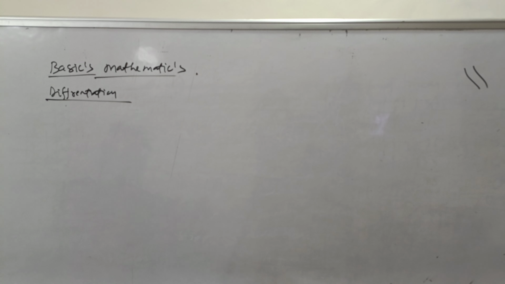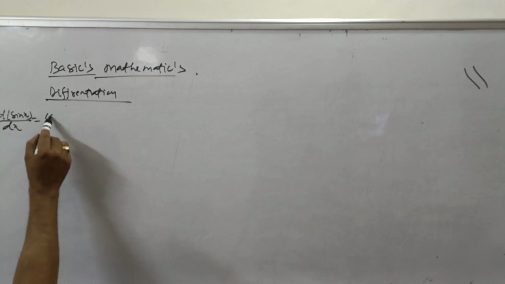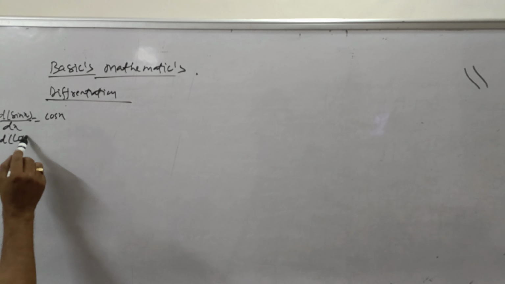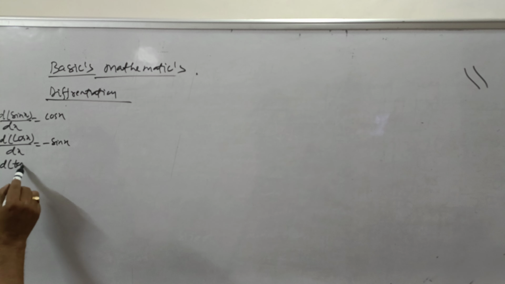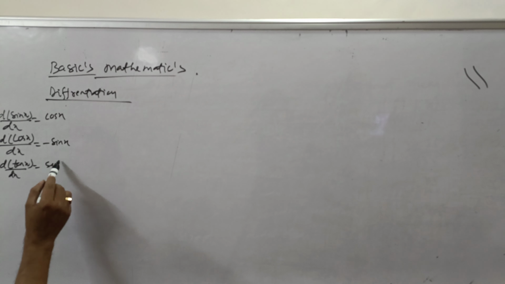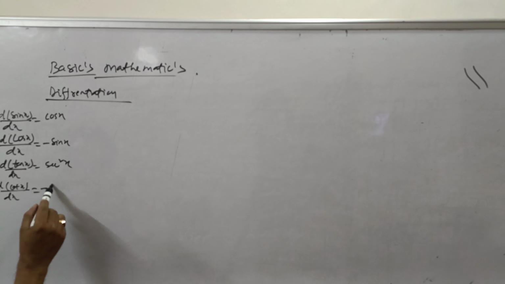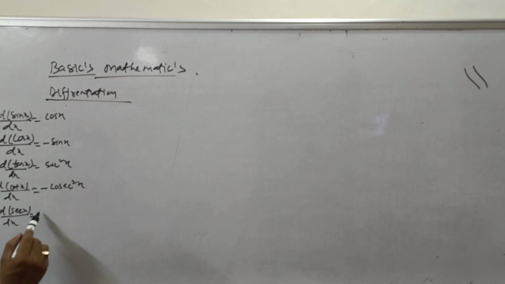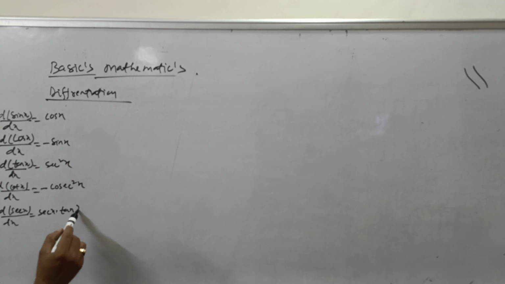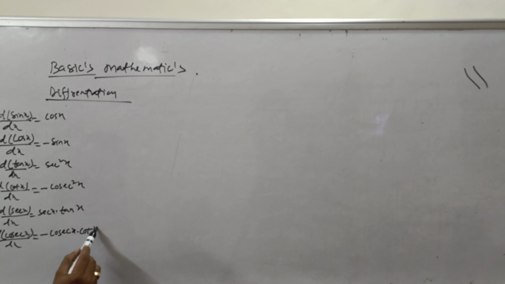We are supposed to know these formulas. The derivative of sin x is cos x, derivative of cos x is minus sin x, derivative of tan x is sec square x, derivative of cot x with respect to x is minus cosec square x, derivative of sec x with respect to x is sec x into tan x, derivative of cosec x with respect to x is minus cosec x into cot x.